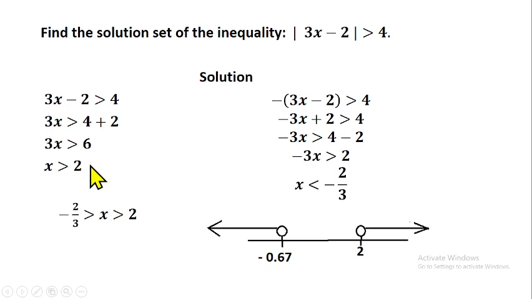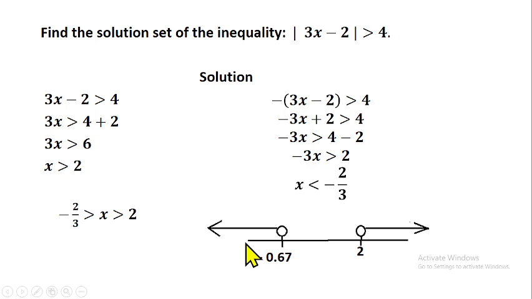This is negative, this is positive. So I have s is greater than 2. Also, I have s is less than minus 2 over 3. That means minus 2 over 3 is greater than x. Minus 2 over 3 is greater than what? X. Does that make any sense to you?